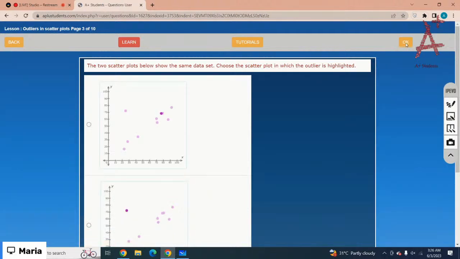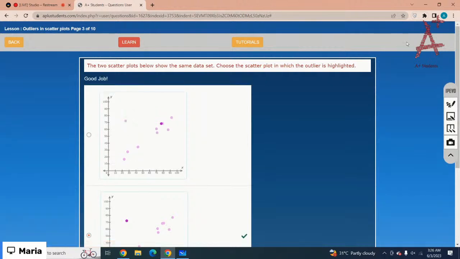Okay, the two scatter plots below show the same data. Choose the scatter plot in which the outlier is highlighted. So which is the correct option, 1 or 2? It would be separated from the rest of the data. Got it? Not like this. So it would be option 1.